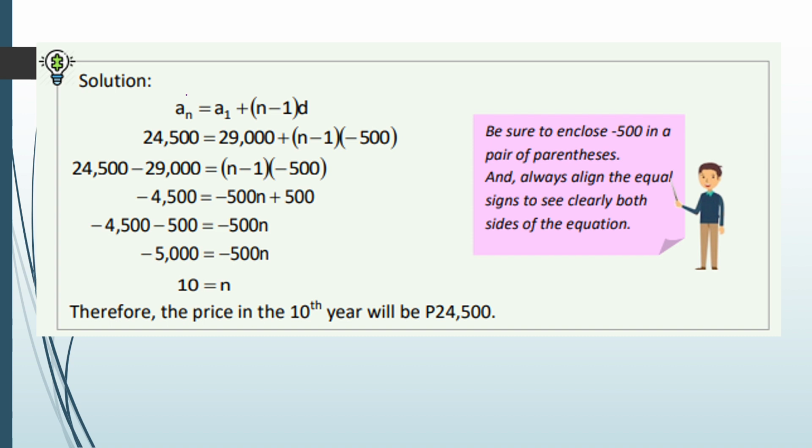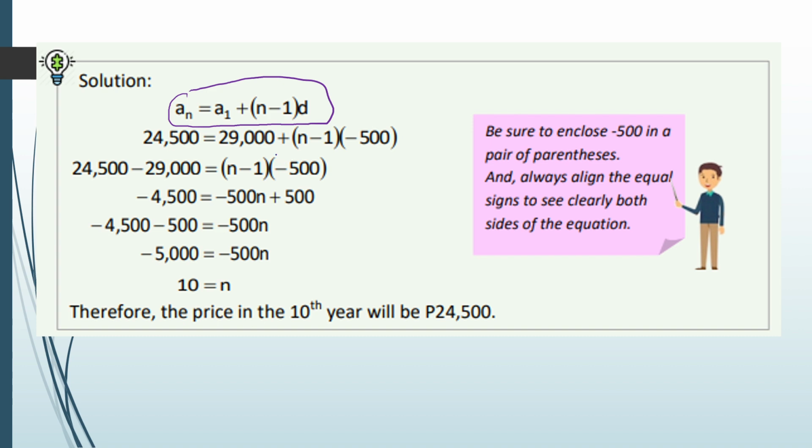Let's start; we're still going to use the same formula. An is the amount of that year we're looking for, which is n. 24,500 equals the first term, 29,000, plus n minus 1 times -500. The reason we have n like this is because we are looking for n. Simply do the APE or SPE: subtract 29,000 on both sides. You'll end up with 24,500 minus 29,000 equals n minus 1 times negative 500.